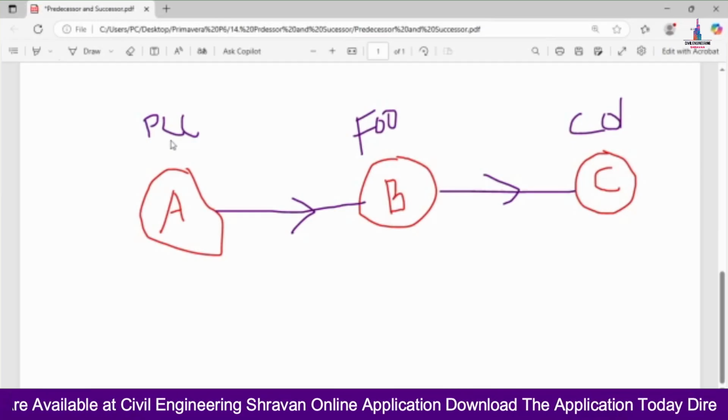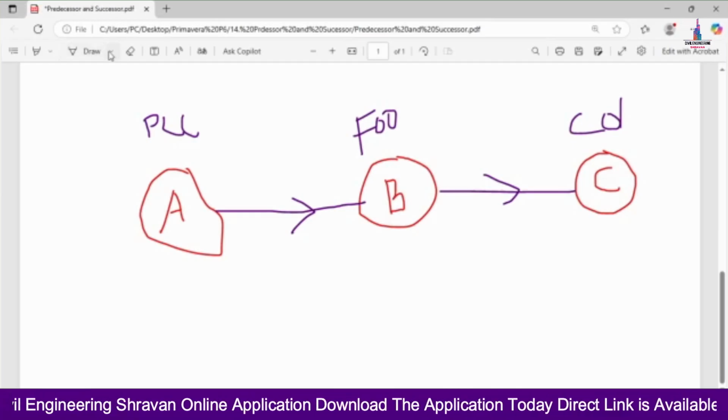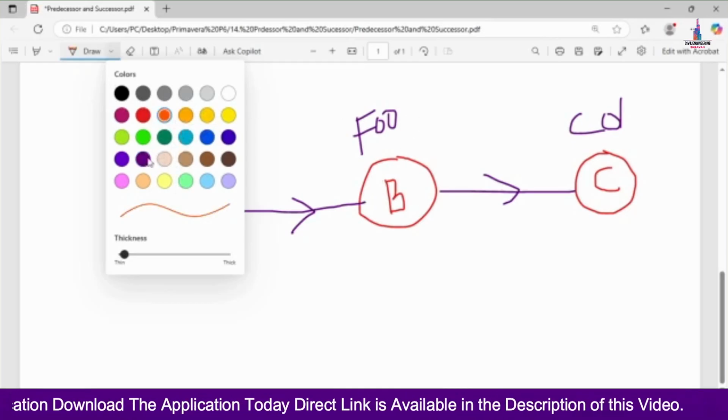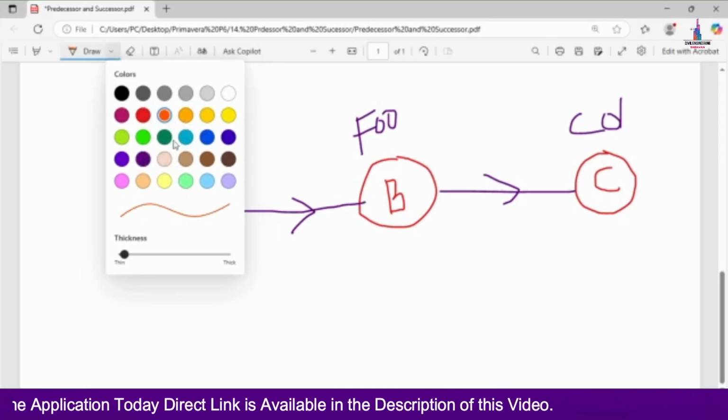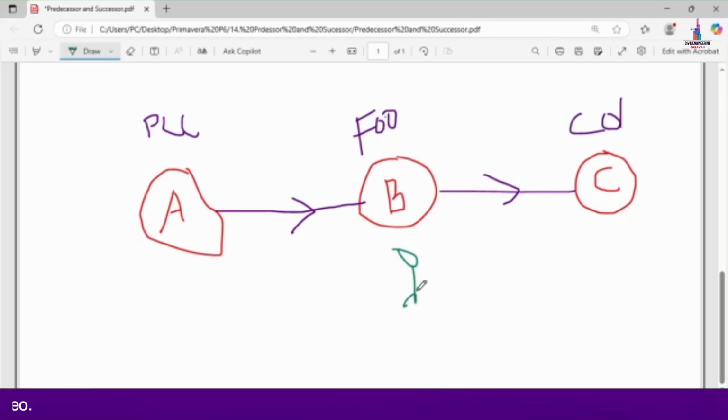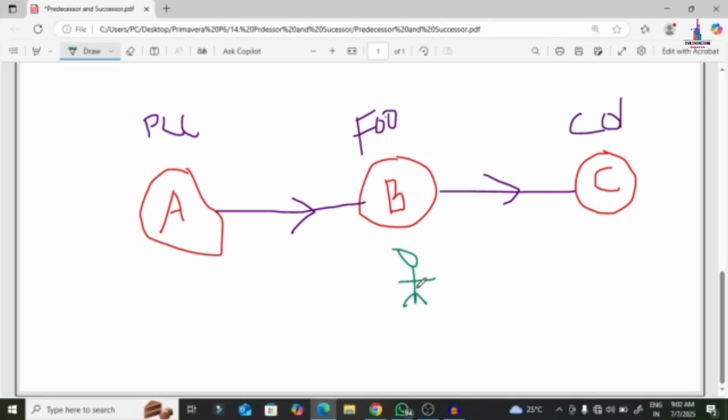Now I will take some of the relations. Let us consider I am at activity B. This is the basic concept you can understand here. I was standing at activity B, and I need to go to activity C, in the front direction, not in the back direction. So this will be your successor.